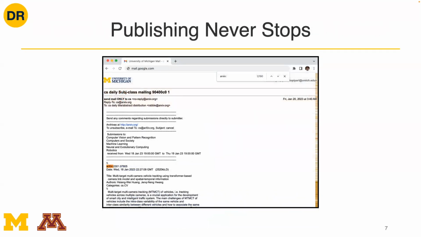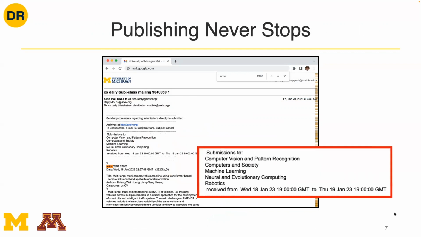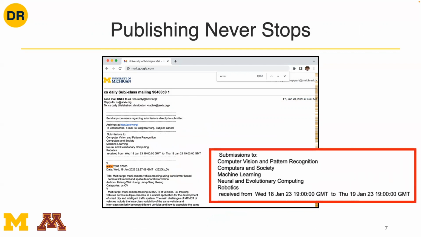One useful tool about arXiv is you can subscribe to specific topics. For example, I'm subscribed to these 5 subjects: computer vision and pattern recognition, computers in society, machine learning, neural and evolutionary computing, and robotics. When you upload a paper to arXiv, you can choose which field, or multiple fields, your paper falls into. Then every single day, arXiv gets updated with the new papers. This was taken from the email that I got this morning.